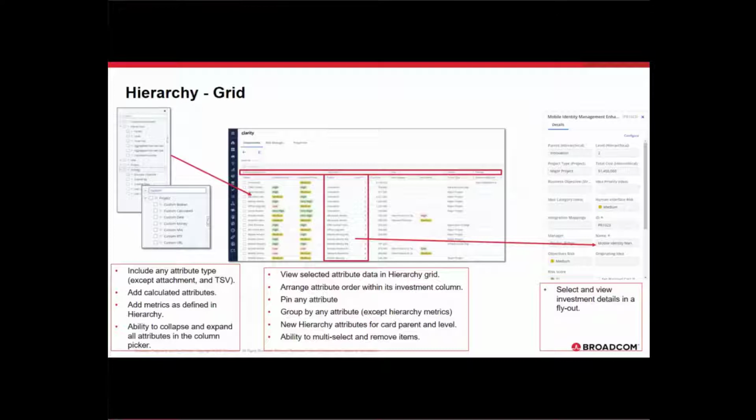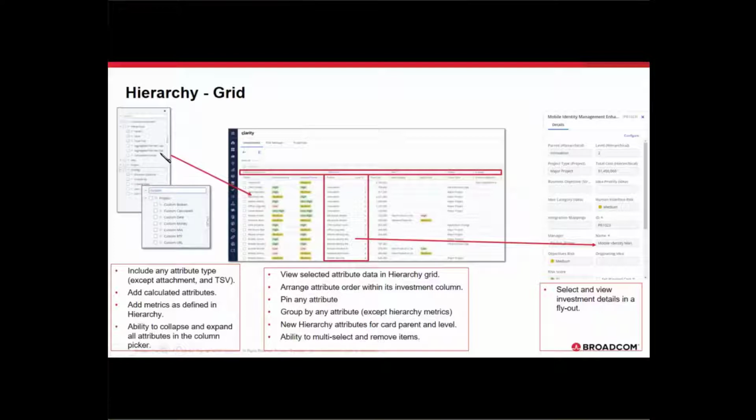I can create and add metrics as defined in the hierarchy in my grid layout. I have the ability to collapse and expand my column picker list. So I would see a plus or a drop-down arrow that allows me to expand or collapse my column picker. This makes it easy for me to find different attributes. I can even search for an attribute, and each attribute is organized nicely under the investment types. So in this example, you can see the strategy, the different attributes are listed within the strategy investment type.